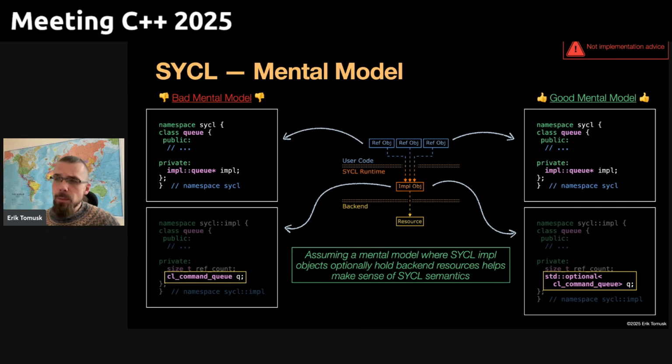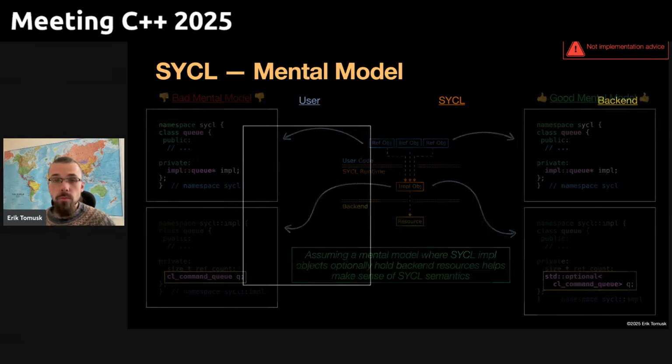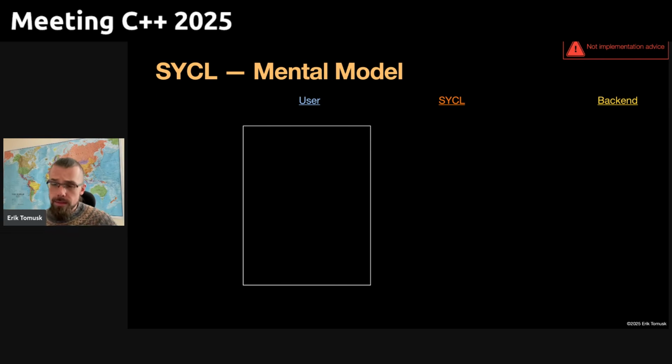Right, and again, this isn't implementation advice. You shouldn't be implementing your pet SYCL implementation like this, but it's helpful to understand what SYCL is doing. It's helpful to assume that there is some decoupling between the SYCL level implementation object and whatever backend resource is being used. So then the way to think about SYCL execution looks a bit like this. And again, this isn't implementation advice, but this might help get people's heads around what's going on here. So the user might construct a SYCL object.